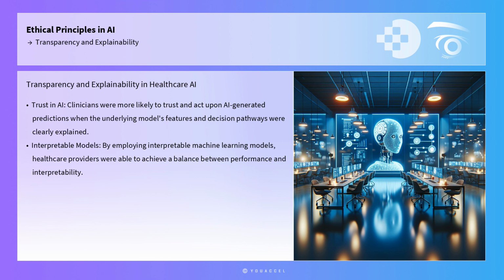The interplay between transparency and explainability is exemplified in the healthcare sector, where AI is increasingly utilized for diagnostic and treatment recommendations. A case study involving the use of AI for predicting patient readmissions demonstrated the importance of these principles. Researchers found that clinicians were more likely to trust and act upon AI-generated predictions when the underlying model's features and decision pathways were clearly explained. By employing interpretable machine learning models, such as decision trees or linear models, alongside more complex models, healthcare providers were able to achieve a balance between performance and interpretability, thus enhancing trust and facilitating better clinical outcomes.